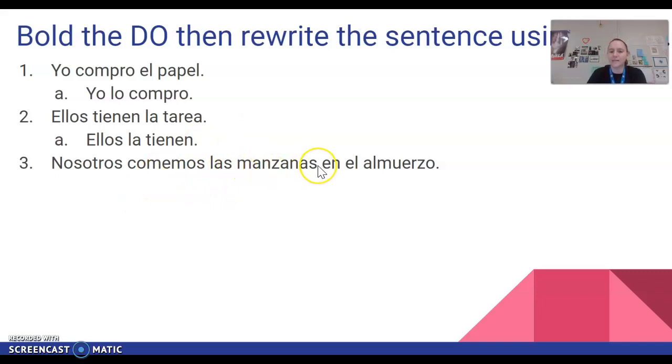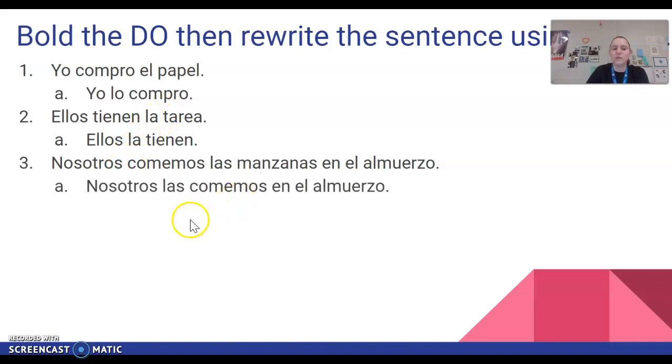Las manzanas. Okay, it's not for lunch. In lunch, okay. That's extra detail. So I'm going to replace las manzanas with las, and I'm going to move the las here. Nosotros las comemos en el almuerzo. Okay, do the next few on your own. Hit pause when you're ready to check your answers.